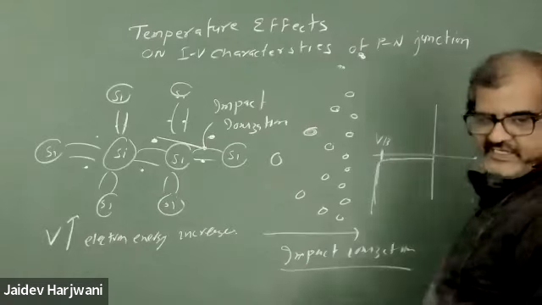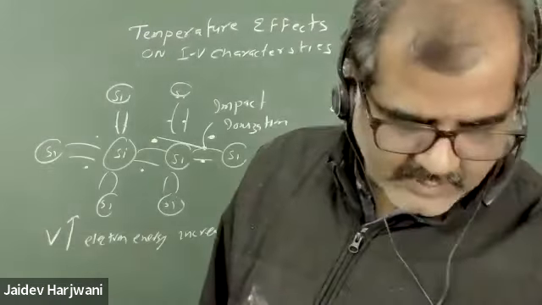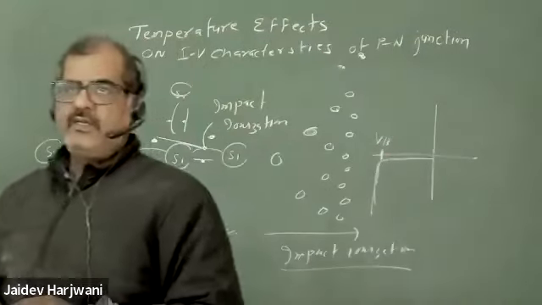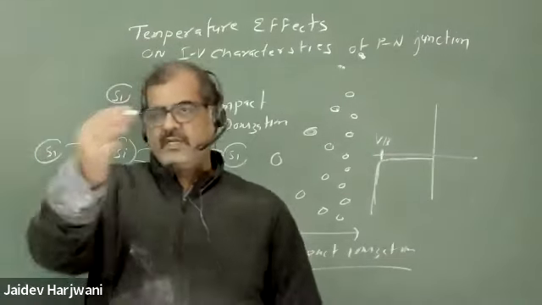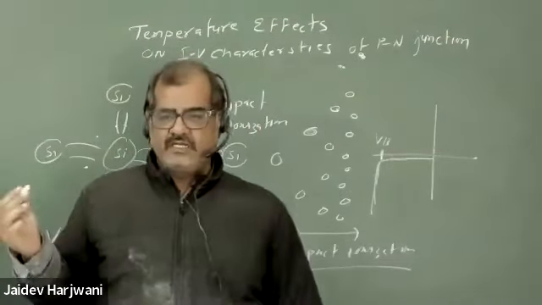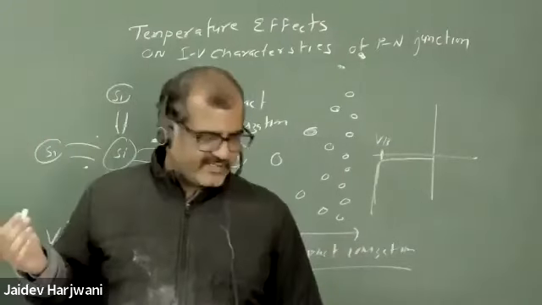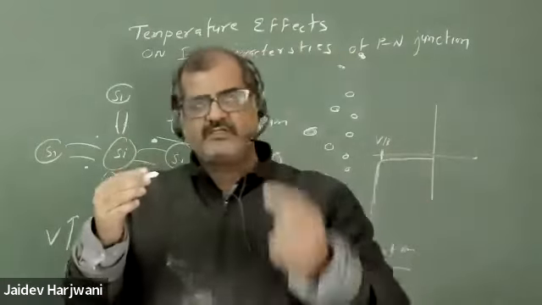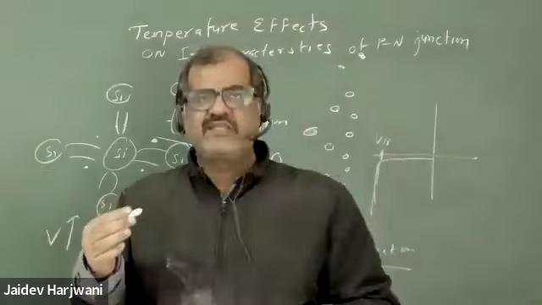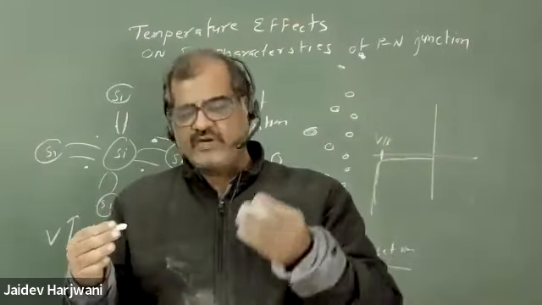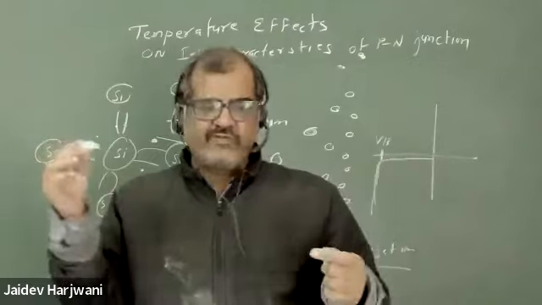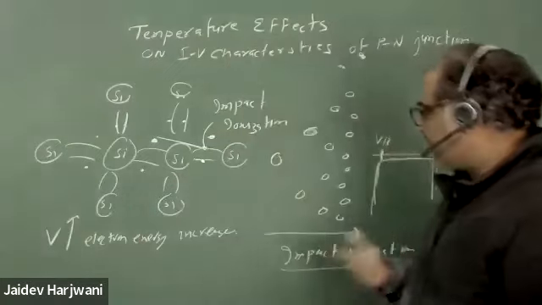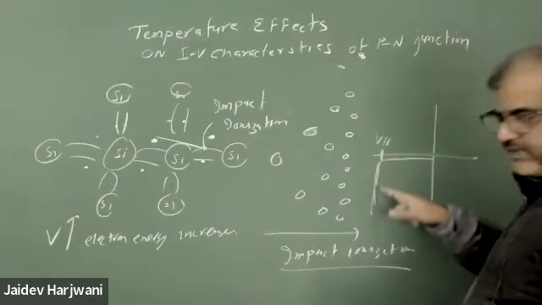Now what happens when I increase the temperature? Scattering will increase. Suppose initially my electron is moving with some high energy. If you increase the temperature, scattering will increase, the electron will collide with the phonon lattice, and its energy gets reduced. So the same voltage will not be sufficient to make breakdown.